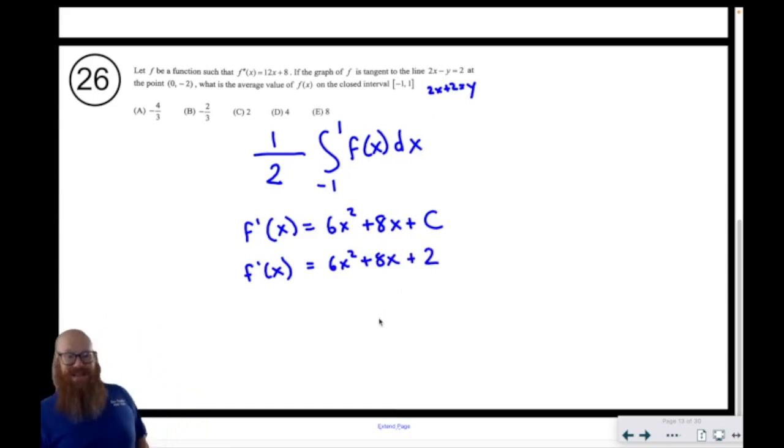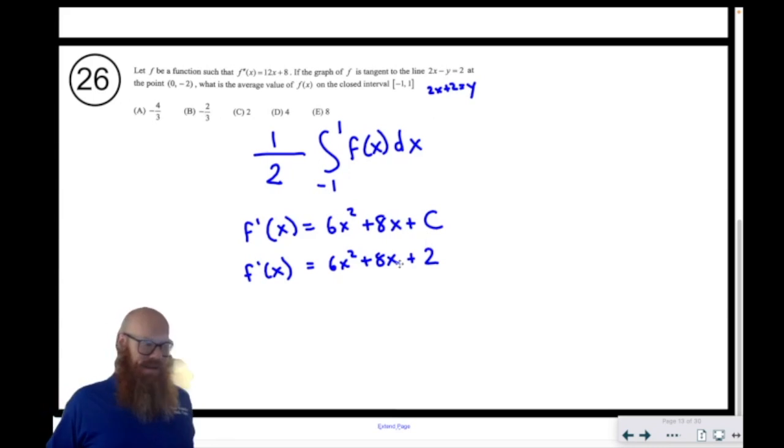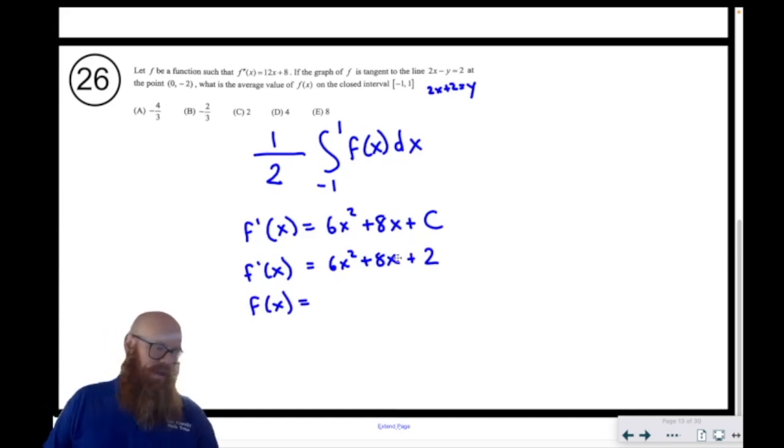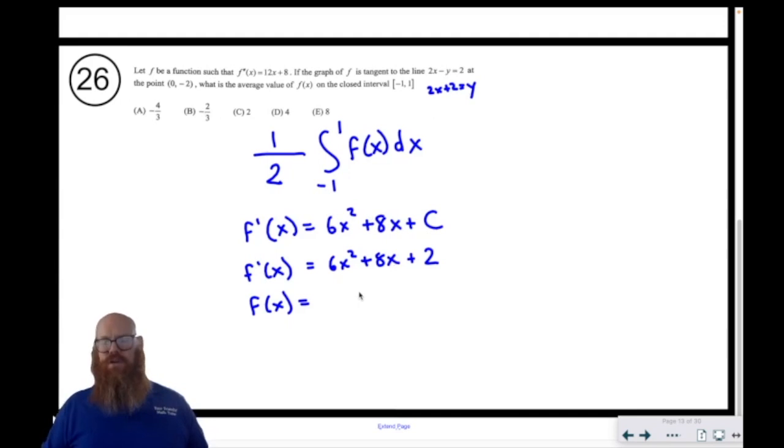Okay, but I still need f of x. Well, f of x is the antiderivative of this. Well, actually, I don't know why I'm doing that. Oh, no, I do need to do that. That's my bad. So we do need to keep going.